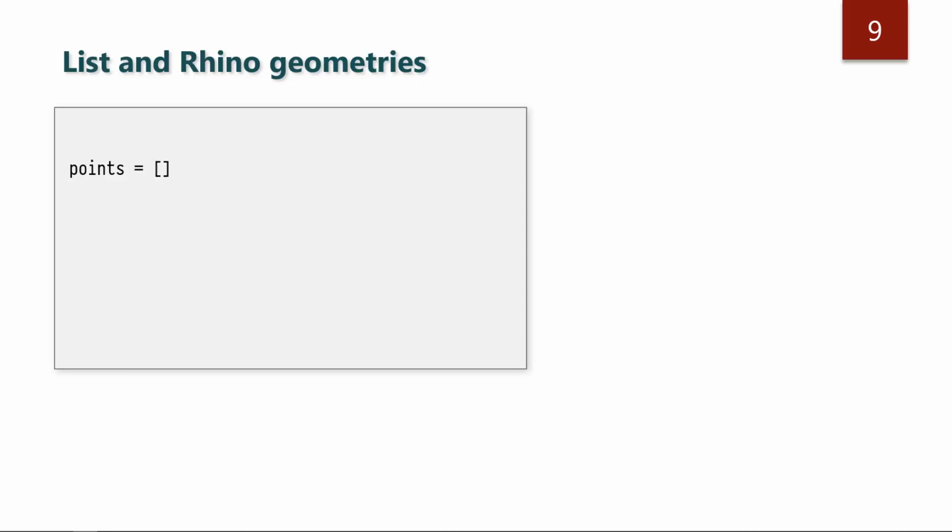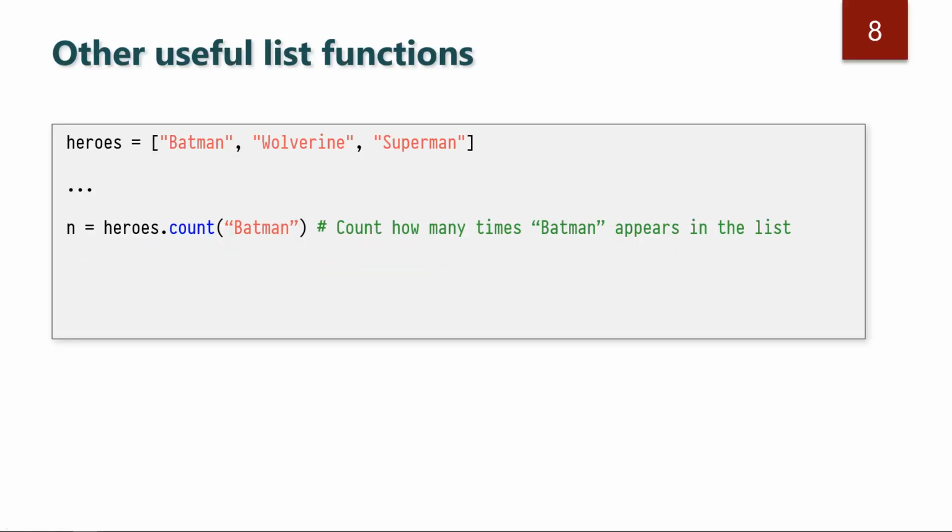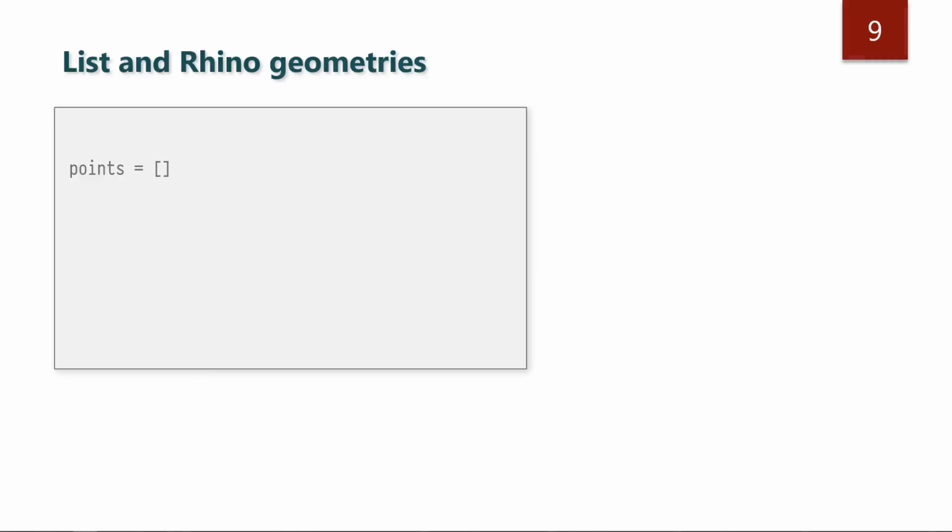So list and Rhino geometry. One way to create a list is just to explicitly declare every element in the list, and then you further remove or add things in. Okay, now in this example, I'm going to do something slightly different. I'm going to create an empty list, so an empty square bracket, okay?